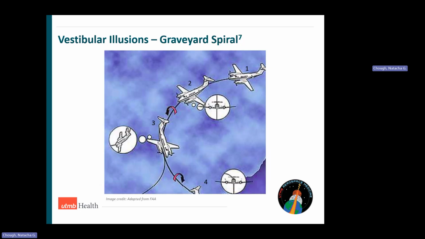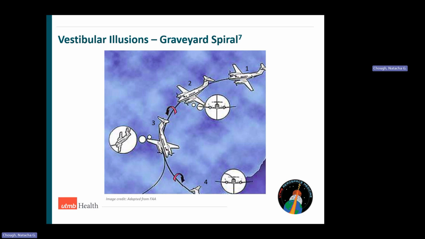The video that you just watched may seem like a dramatization, but the panic in that situation would be very real. Let's look at the graveyard spiral depicted graphically and break it down. The white circles on this image are what the pilot perceives, whereas the other images of the aircraft are what the pilot is actually doing.